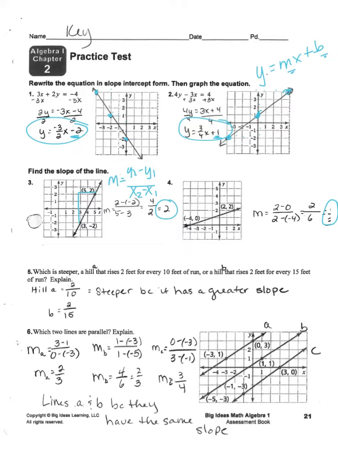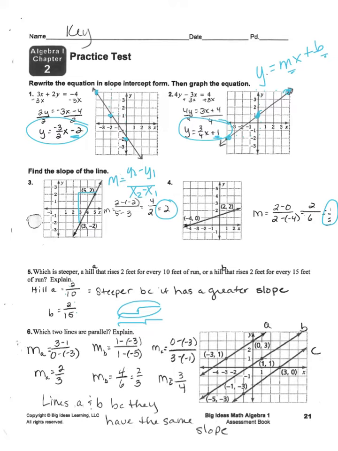Number 5, which is steeper? A hill that rises 2 feet for every 10 feet run, or rise 2, run 15. Envision rising 2 and then running 10, as opposed to rise 2, run 15. This is going to create a steeper slope. Not by much, but it is going to be steeper because it has that greater slope.